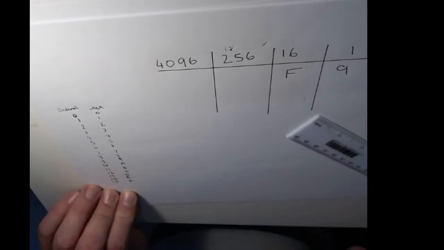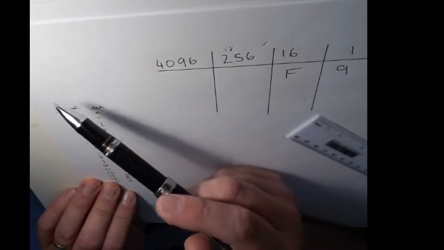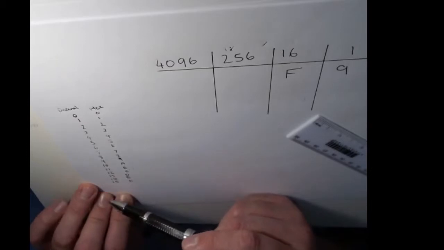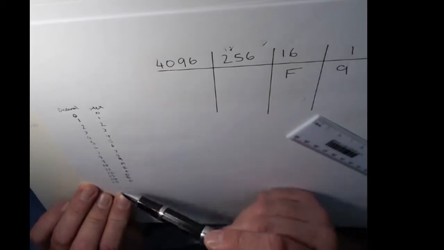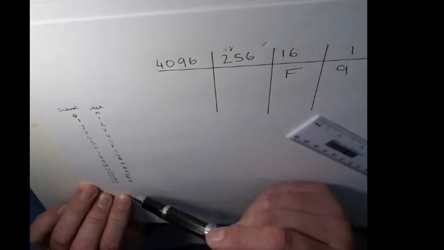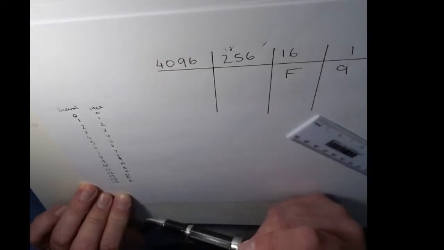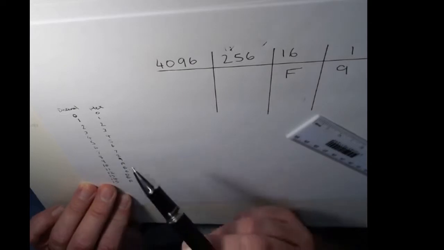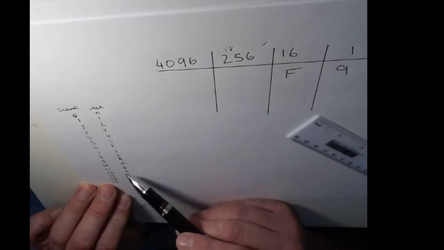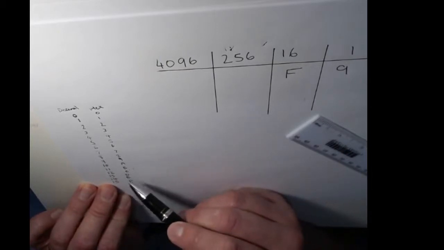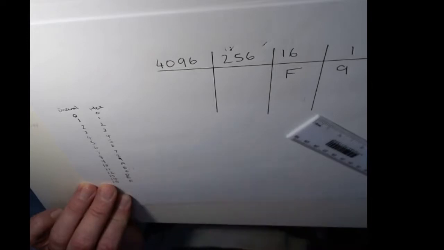Now I've also, to help me out, and I would recommend if you're doing hex to do this as well, written the hexadecimal numbers next to the decimal numbers. Remember, when we get to 10 in hexadecimal, we use letters. So 10 is A, 11 is B, 12 is C, D is 13, E is 14, and F is 15.